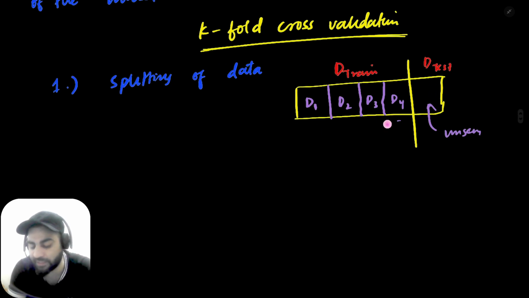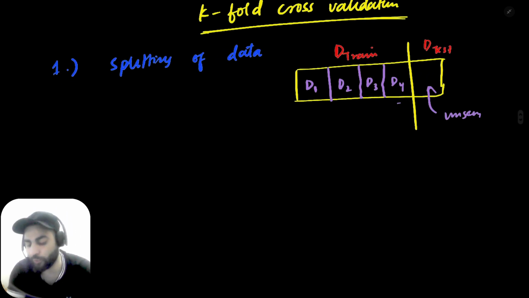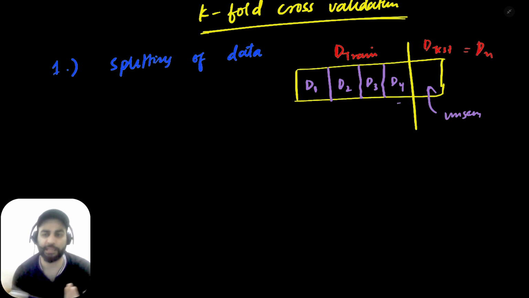Now we split the data in this way. We had this whole data set, we call it Dn. First we split into D train and D test. D test was kept separately because that is the unseen data on which we finally evaluate the model. For this D train, we divided the whole D train into four folds, and each fold is approximately of the same length. You can even have unequal sizes, but usually the rule of thumb is that we divide into k subsets of approximately equal size.